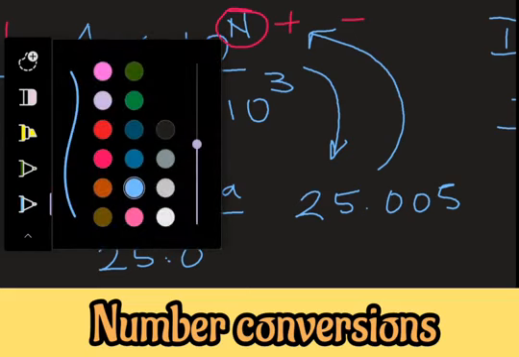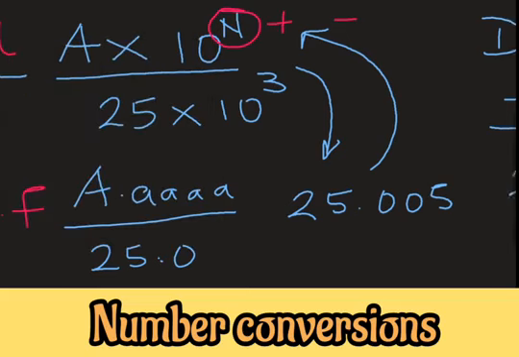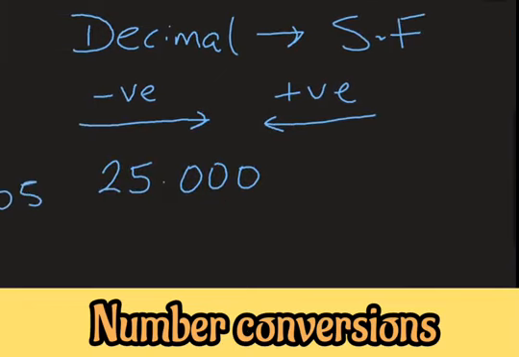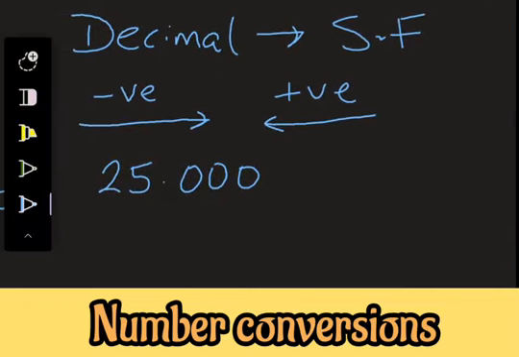Now, for you to know the sign that will be attached to that n, it depends on the direction in which you have moved your decimal point. And you can't move your decimal point unless you actually know where your decimal point ought to be. Where your decimal point ought to be here.